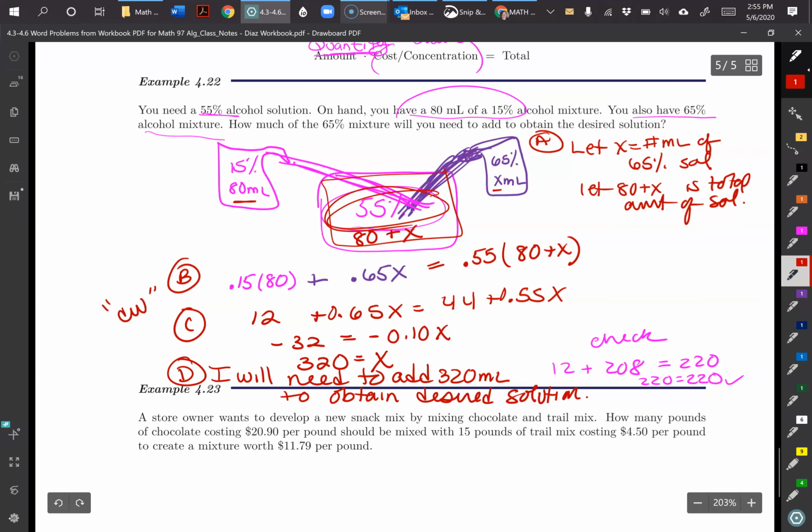So I did a little bit of a check here because that seemed like, oh, that's such a big number. But if you think about it, my 15%, that's a pretty low percentage, and I'm not adding very much in. So I'm going to need to add quite a bit more of the higher concentration stuff to bring that level up. So I just plugged my 320 in to see if it made sense to the problem and if my sides balanced, and they did. So it's good to go there.